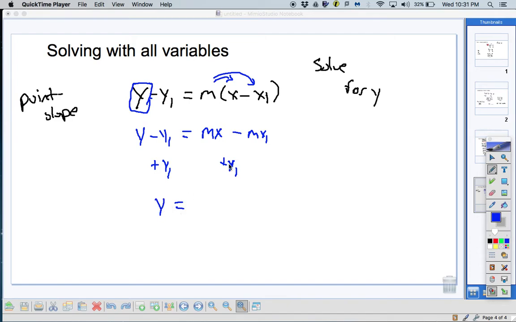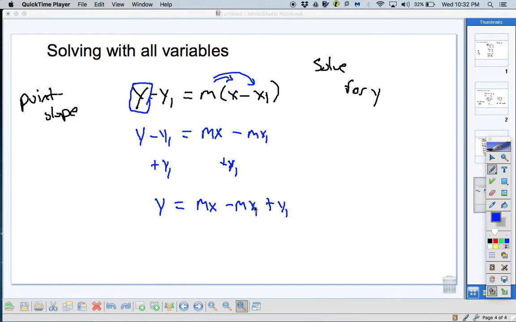So I'm almost there. Now I've got to do over here. Well, I would normally combine like terms. So I don't know if y1 is like mx. My guess is not, because that's an x. I don't know if y1 is like mx1. My guess is not, because that's an x1. So I'm simply going to write it. So I'm going to rewrite what I have, mx minus mx1, and I'm going to add y1 to it.